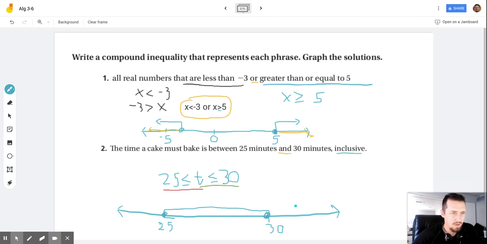In this case, there are no arrows. We're just connecting these 2 dots to show that this is the area in here where the cake times could possibly be. All right, so try a couple of those, see how it goes, and then we'll look at doing some solving with these.